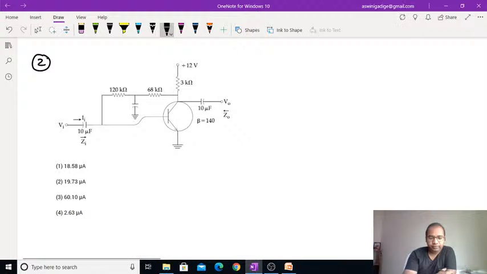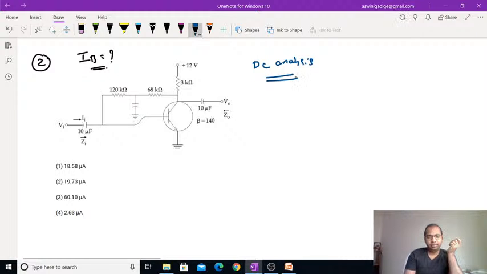Coming to the next question. Here the circuit is given and we have to find out the base current. So if you observe the circuit, coming to the base current, let's take the DC analysis. If we are taking the DC analysis, all the capacitors will act like an open circuit. Fine.